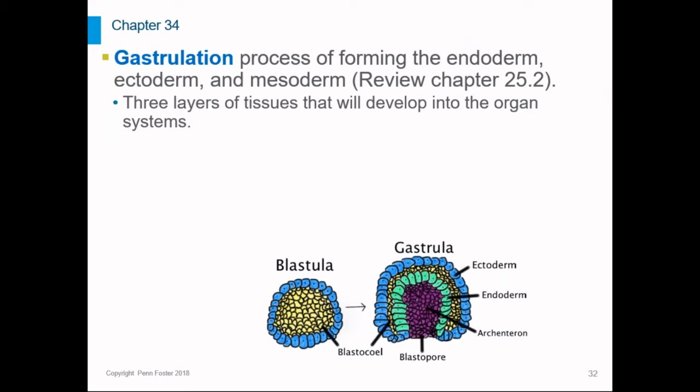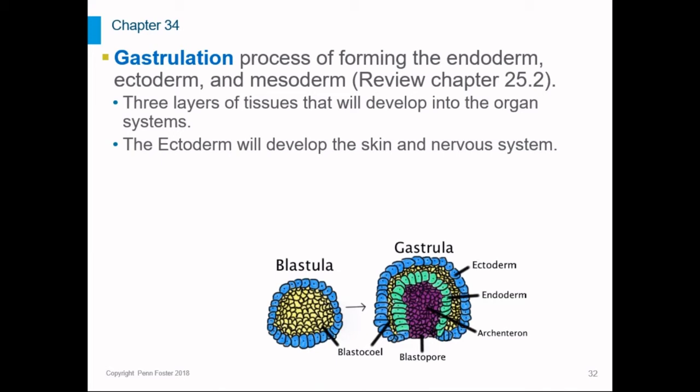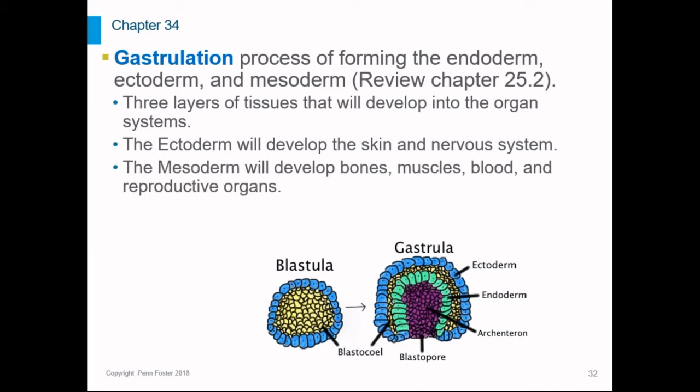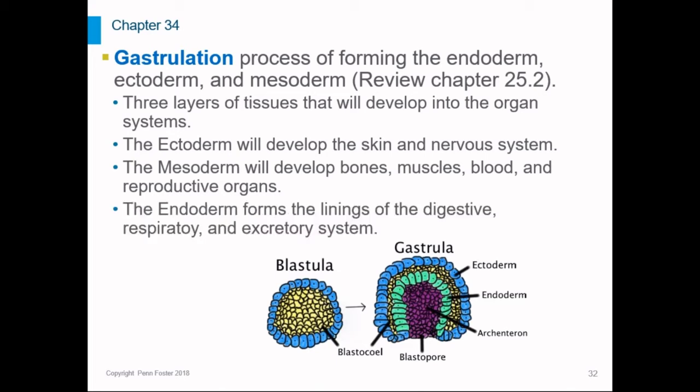The next big phase in development is gastrulation. This is the name for the process of forming the endoderm, ectoderm, and mesoderm. You might want to review chapter 25.2 about what those three things are. But in general, these are three layers of tissues that will develop into the organ systems. The ectoderm will develop into the skin and nervous system. The mesoderm will develop into bones, muscles, blood, and reproductive organs. And the endoderm will form the inner linings of the digestive, respiratory, and excretory systems.